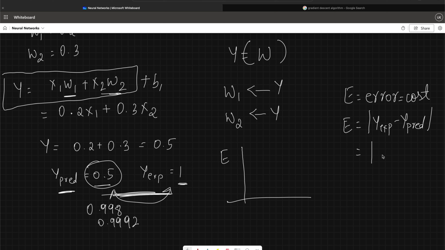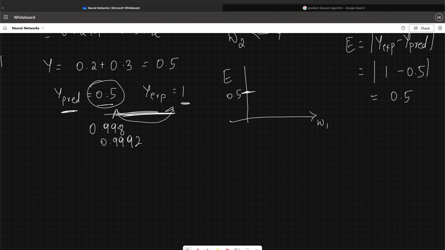So if you take the absolute difference, it's supposed to give 1, but it gave 0.5. So the cost or the error that occurred in this case is 0.5. So we have an error of 0.5, and let's take this as W1. We'll also need to have another graph, since we're not drawing a three-dimensional graph. We'll have here W2 and we'll have here E.